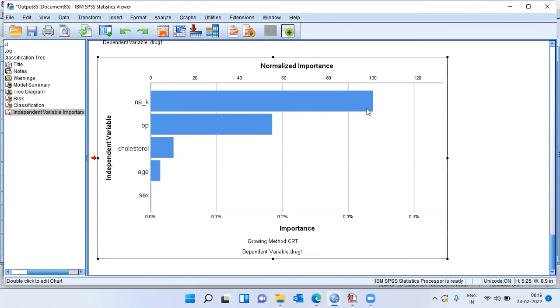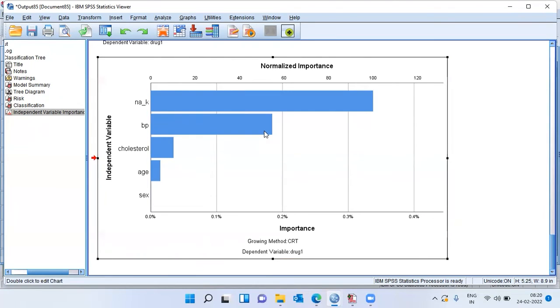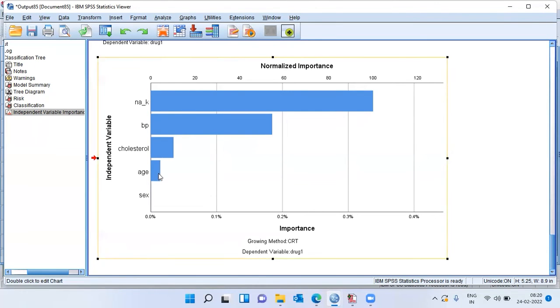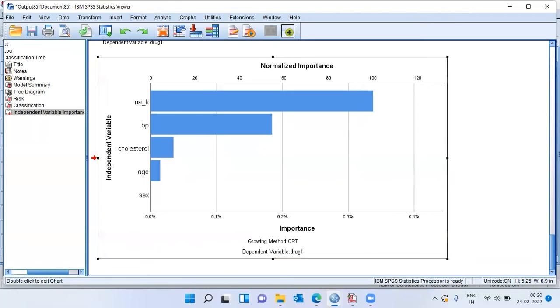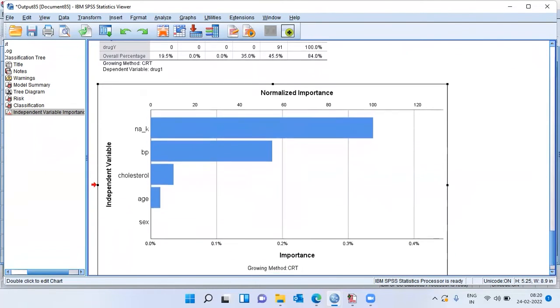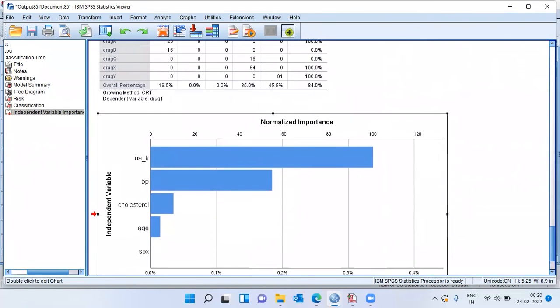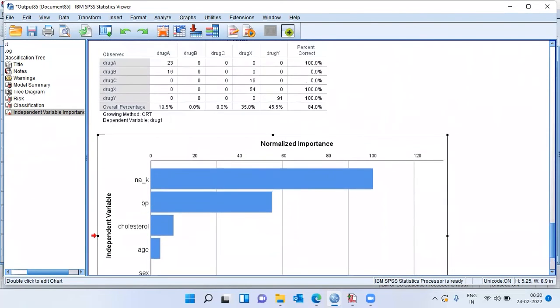So the first most important variable here is sodium to potassium ratio. 30% is the weightage that is assigned to sodium to potassium ratio. The second most important variable is the BP level of a patient. Third is cholesterol. Fourth is age, and gender does not play a big role in driving patients' response to the drug. So this feature importance table is very, very important, and it helps us understand which are the key areas that I need to focus on.